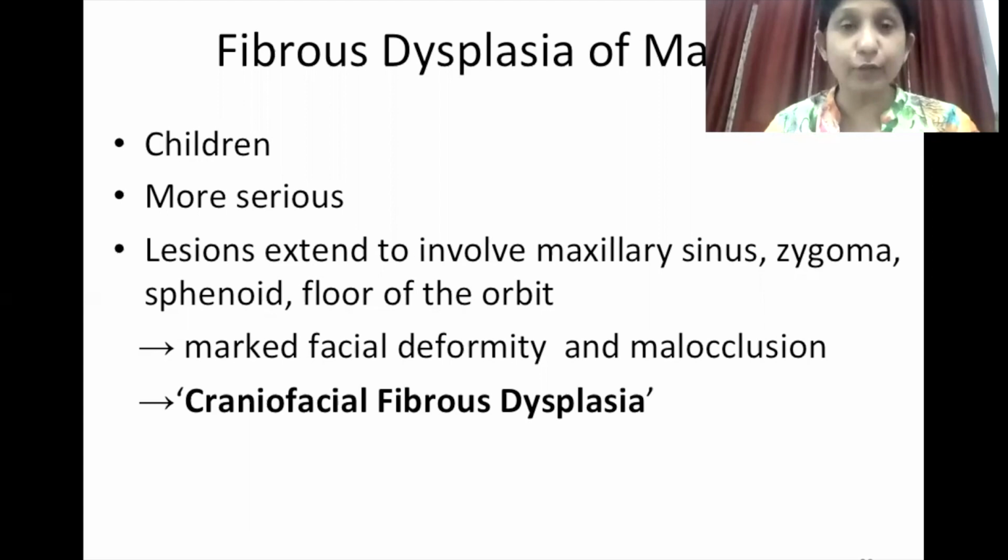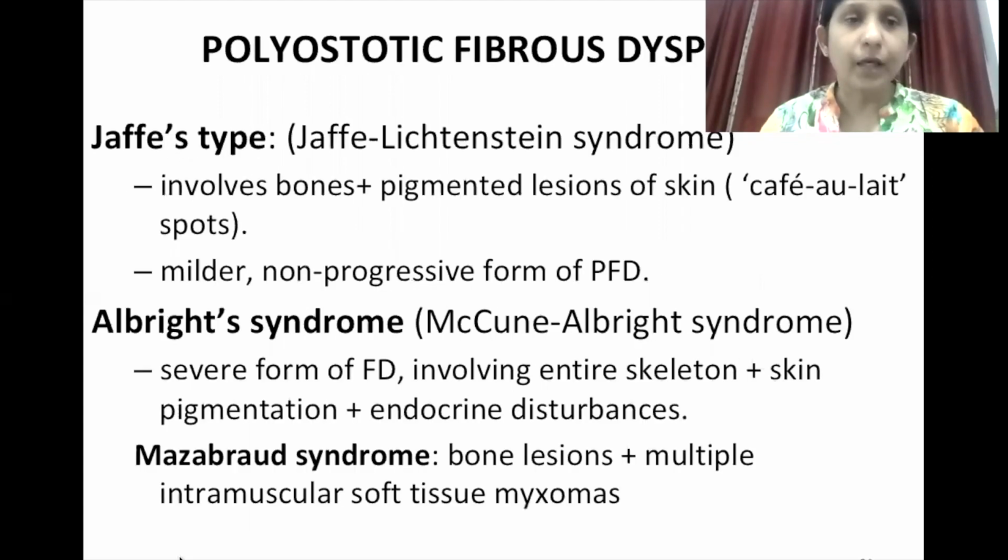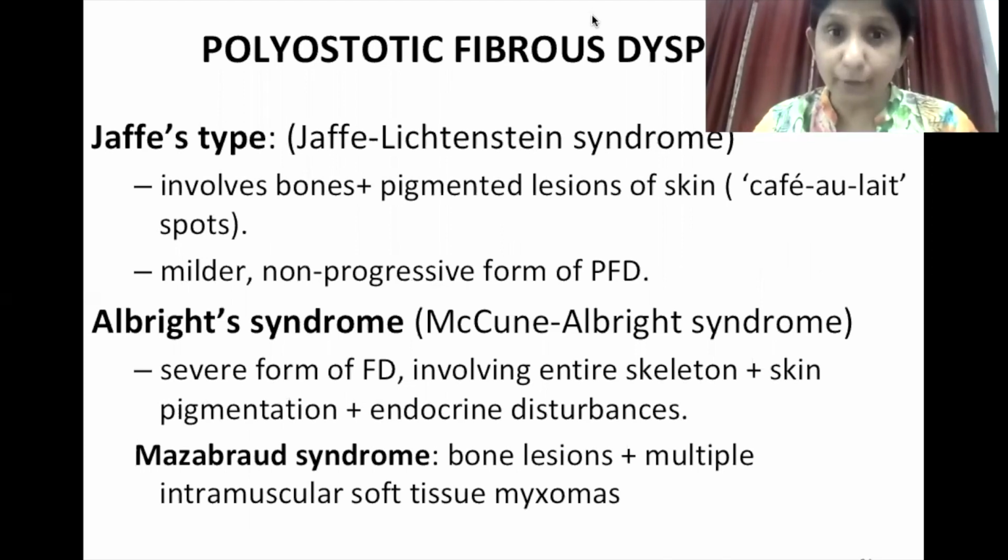So it's called craniofacial fibrous dysplasia. Coming on to these were the monostotic type of fibrous dysplasias, which basically affect a single bone. Now coming on to the polyostotic type of fibrous dysplasia, as I said, it will affect more than 2 bones.